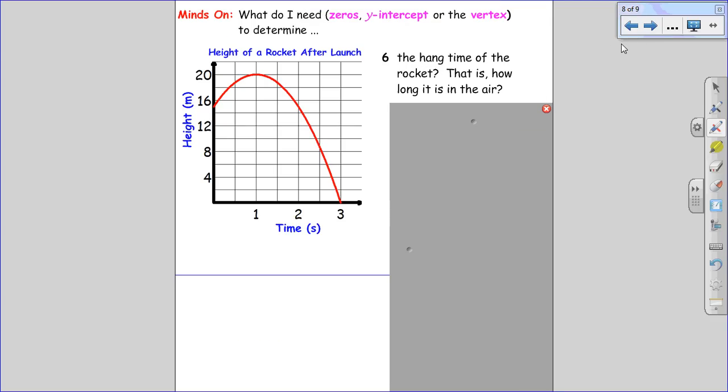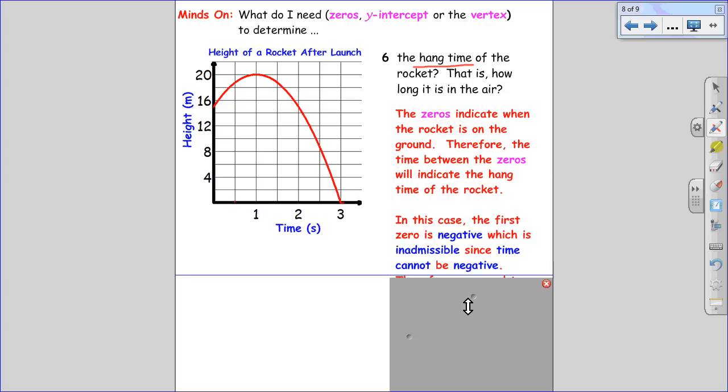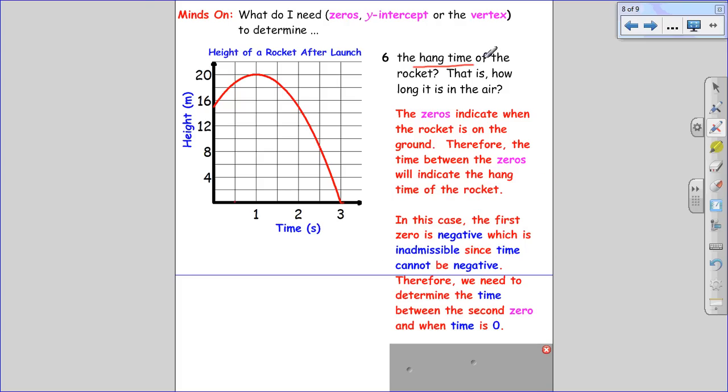Last thing, if I talk about the hang time of the rocket. Hang time is a new word. It's referring to how long the rocket's in the air. Well, if I look, I'm looking for my zeros. Had I started from 1 and gone up and come down at 3, I would have had a hang time of 2 seconds. But since I started right at 0, my hang time is 3 seconds.